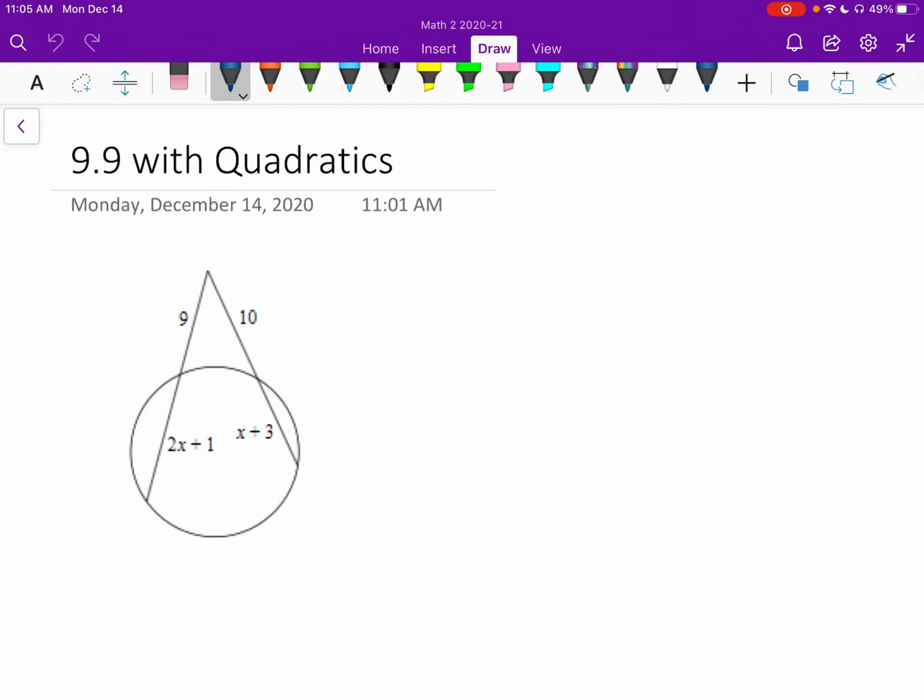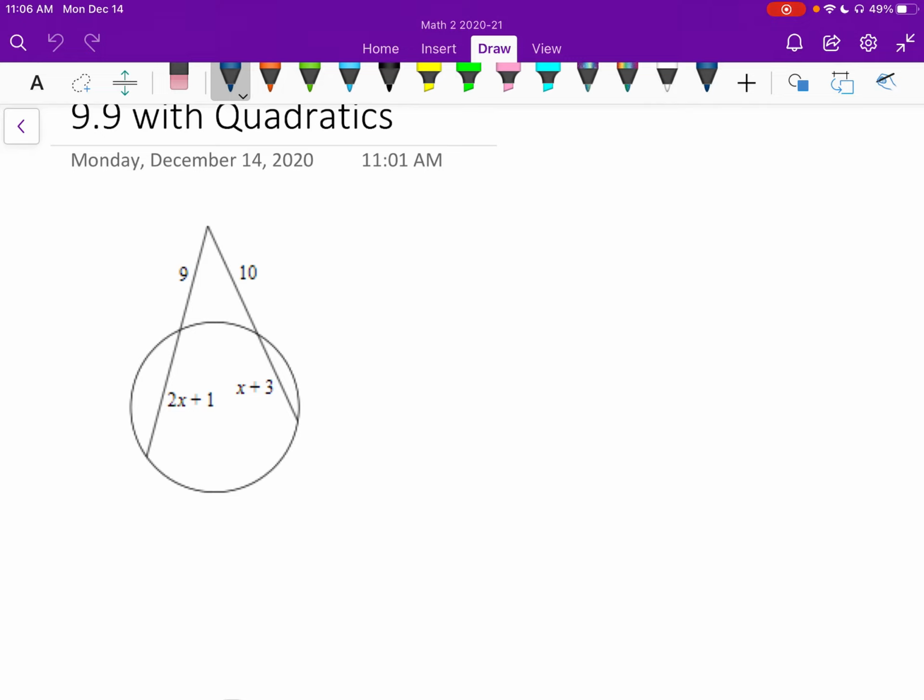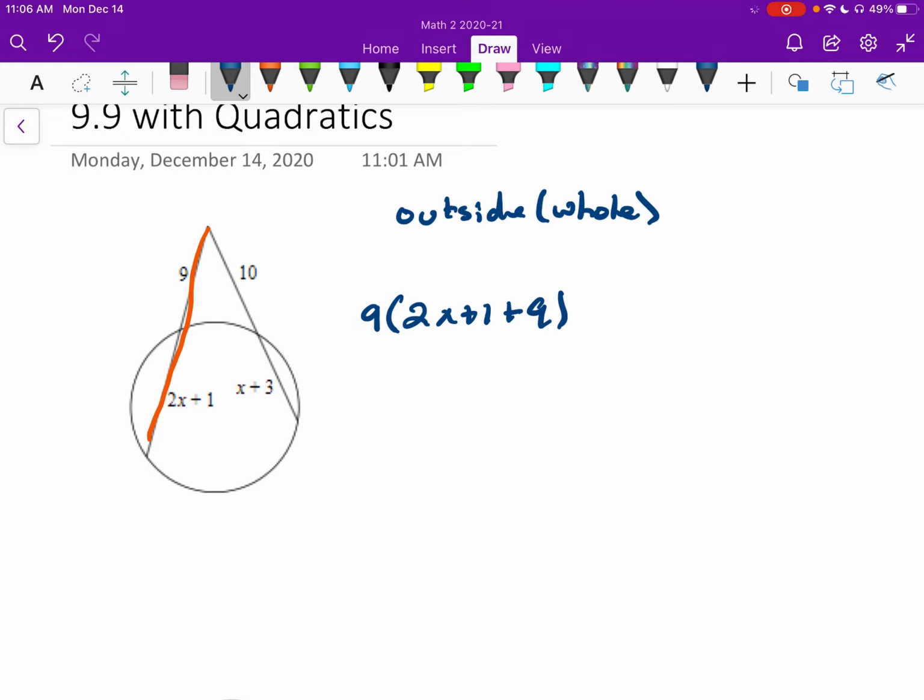All right, I want to go over some of the 9.9 problems that end up with quadratics that are a little bit harder to solve. So starting off with this one here, we still use the formula outside times the whole thing. If I start off with the left segment here, I'm going to have 9 times the whole thing, which is 2x plus 1, plus 9.